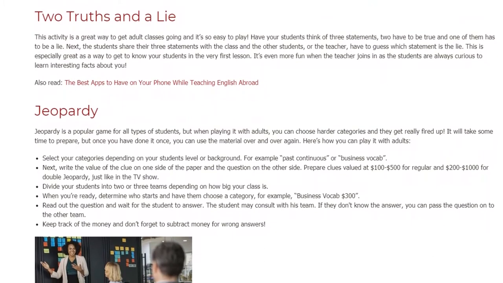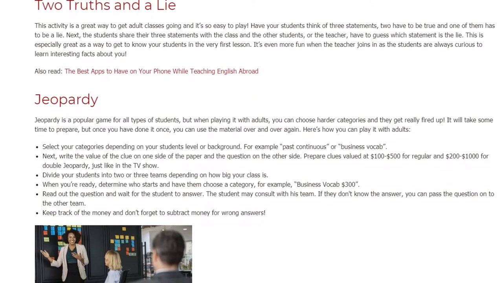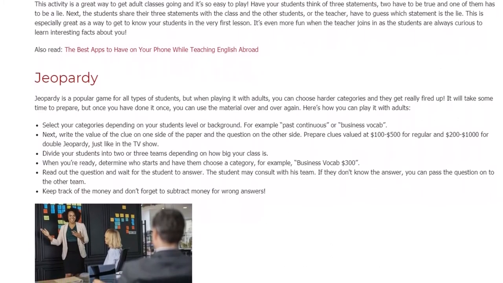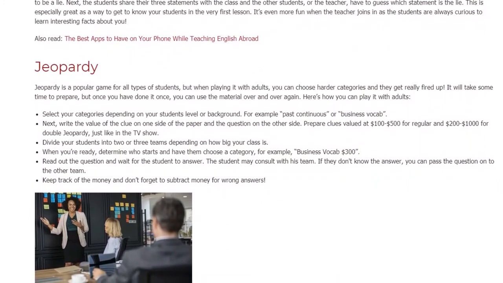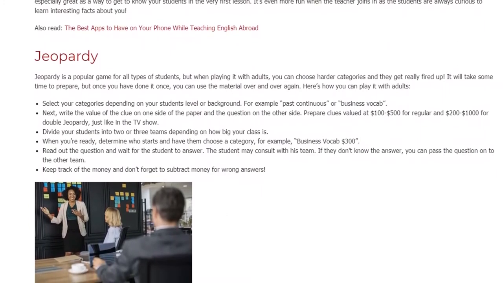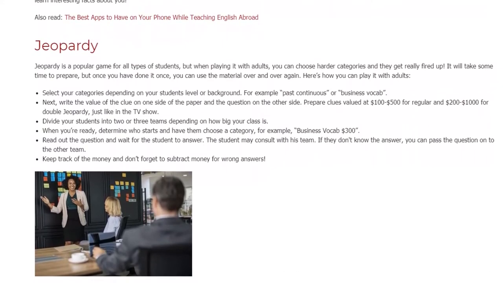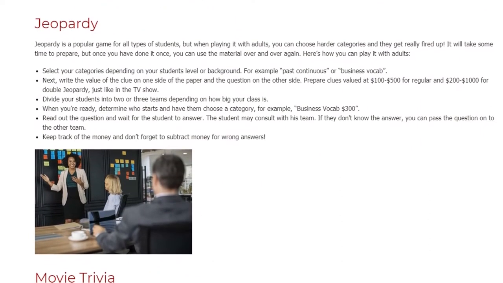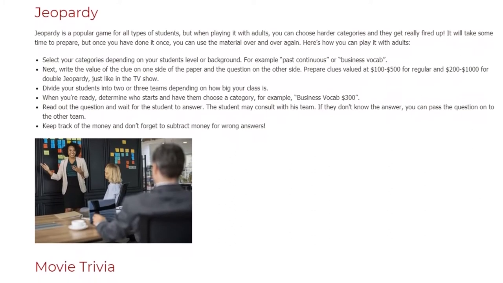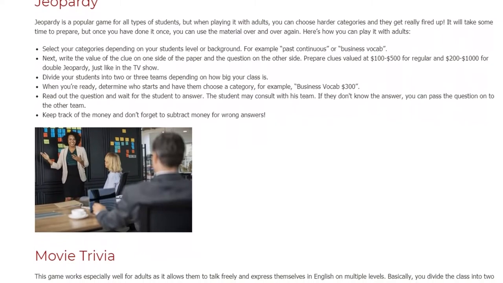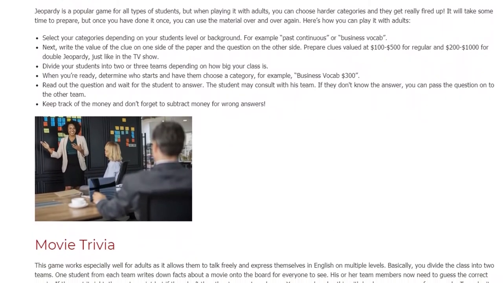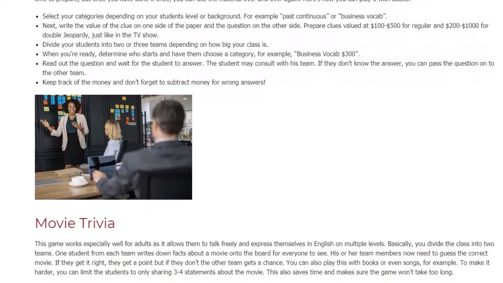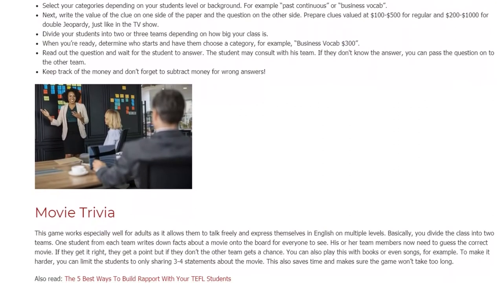Next, write the value of the clue on one side of the paper and the question on the other side. Prepare clues valued at $100 to $500 for regular and $200 to $1,000 for Double Jeopardy, just like in the TV show. Divide your students into 2 or 3 teams depending on how big your class is. When you're ready, determine who starts and have them choose a category, for example, business vocab $300. Read out the question and wait for the student to answer. The student may consult with his team. If they don't know the answer, you can pass the question on to the other team. Keep track of the money and don't forget to subtract money for wrong answers.